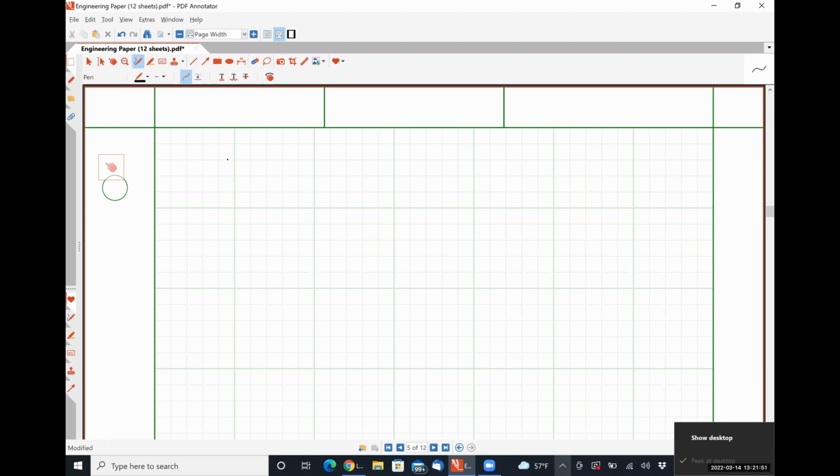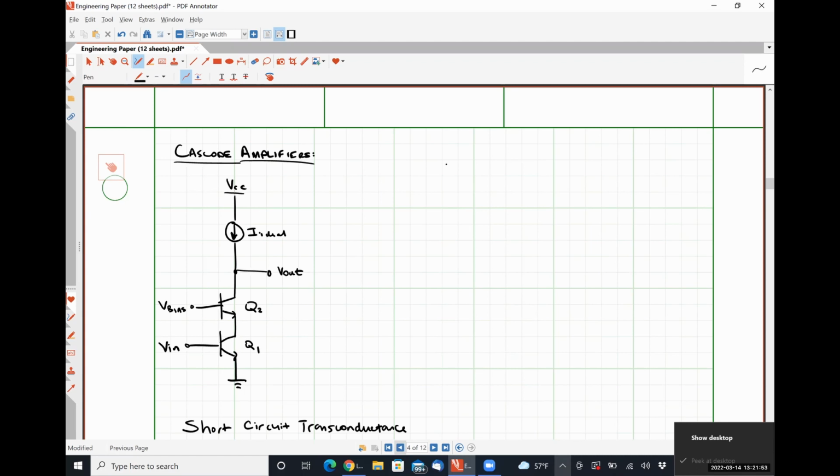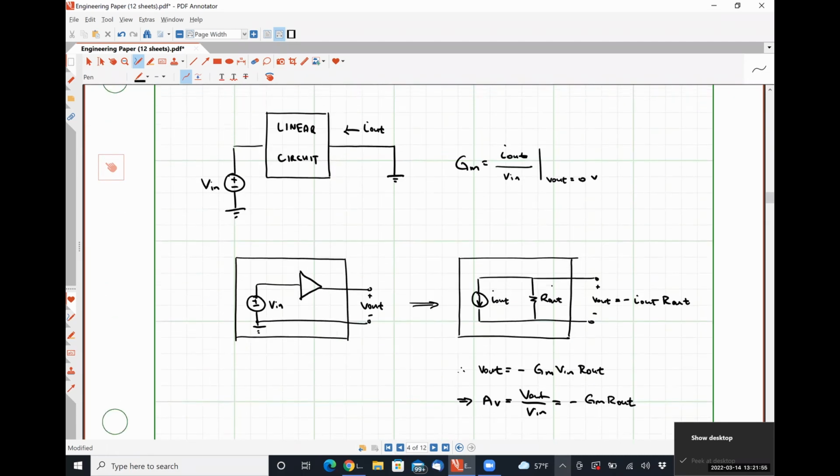Yes. Absolutely. Sure. So like we call our gain A V, out over V in. Do you have any name for R out over R in? Not that I'm aware of.